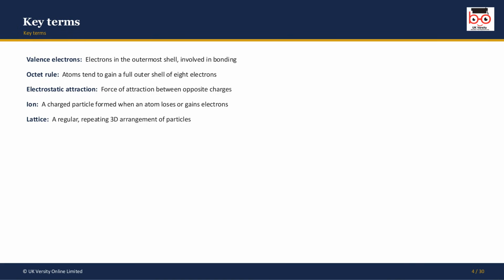Electrostatic attraction is simply the force between opposite charges. An ion is a charged particle, formed when an atom loses or gains electrons. And a lattice is a regular, repeating 3-dimensional arrangement of particles.